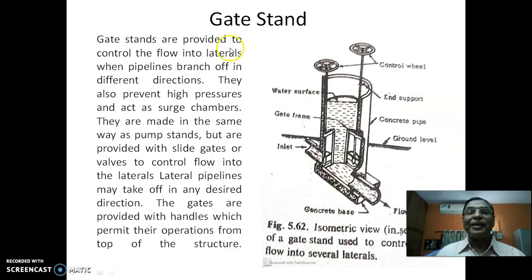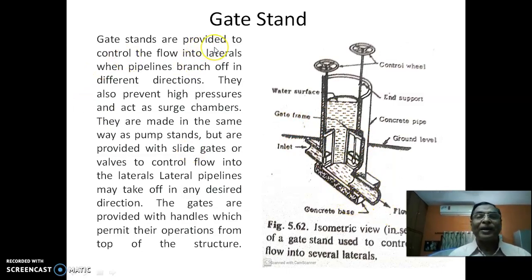And then this is a gate stand. We were discussing some of these elements; they are purposefully placed at certain places. What is this gate stand for? First of all, you can see this is a sectional isometric view. It has a control wheel, then end support, then concrete pipe. This is the ground level. This is the underground pipeline, from which these gates operate. This is a gate frame. This is the inlet, and this is the outlet. Of course, this is a concrete base.